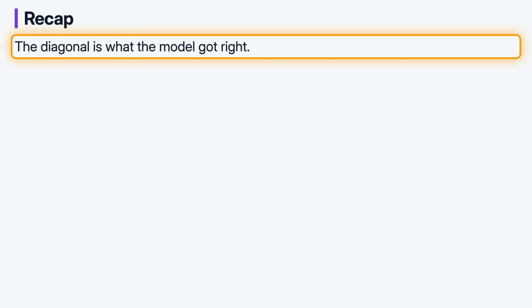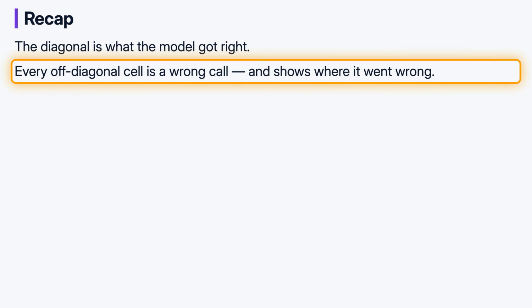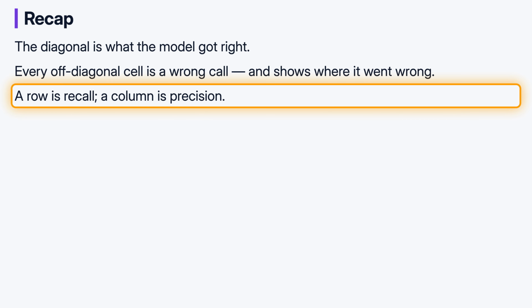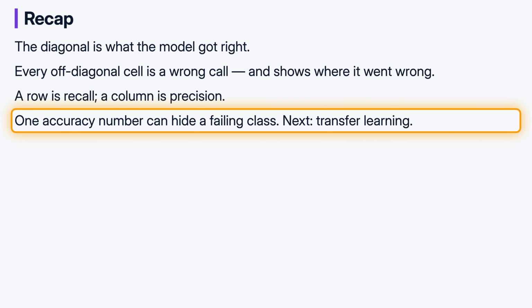Let's review. The diagonal is what the model got right, the correct calls. Every off-diagonal cell is a wrong call, and it shows you exactly where the model went wrong. Read a row and you get recall. Read a column and you get precision. So one accuracy number can hide a failing class. Next time, we look at transfer learning.